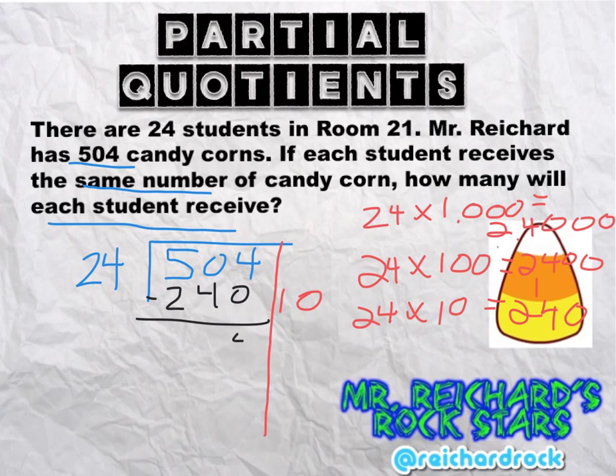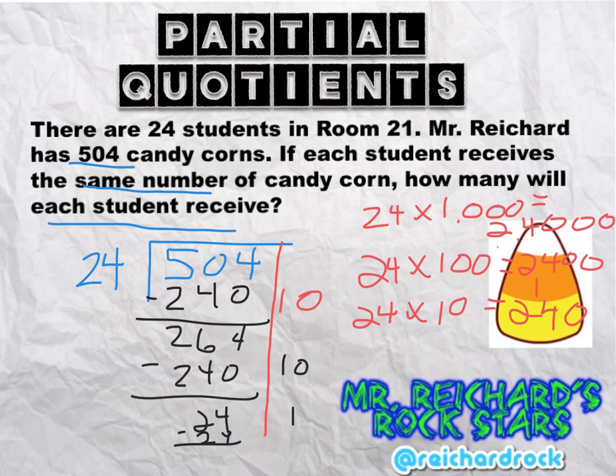Then we're going to go ahead and subtract, and we get 264. So I'm just going to put in another 10, and I get 240. And now I end up with 24, so if I put in another 1, 24 times 1 is 24. 24 minus 24 is 0. And then I add up these numbers on the side. 10, 10, and 1 is going to be what, Room 21 Rockstars? 21. How can you check your work? Well, you would take 21 and multiply it times 24, and you should get the dividend of 504. So there's a quick little rundown of partial quotients.